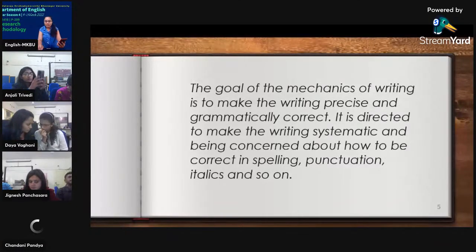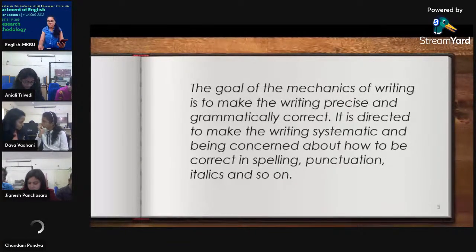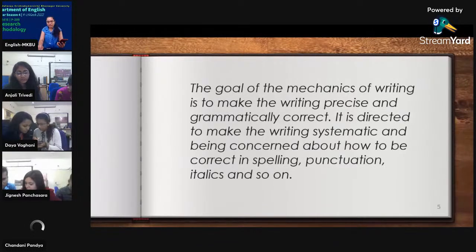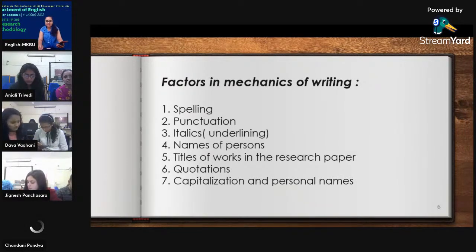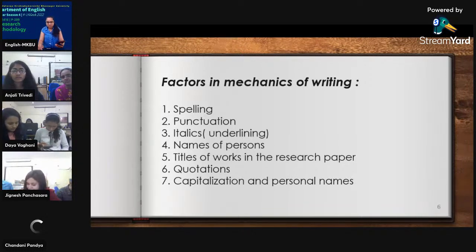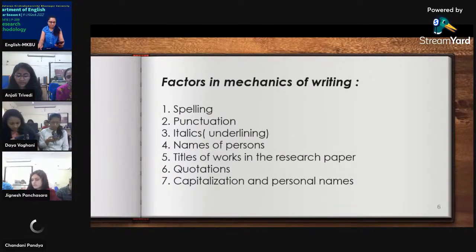It is directed at making the writing systematic and being concerned about how to be correct in spelling, punctuation, italics, and so on. The factors in the mechanics of writing are spelling, punctuation, italics meaning underlining, names of persons, titles of works in the research paper, quotations, capitalization, and personal names. In mechanics of writing, spelling in the research work should be consistent, clean, and correct, except in quotation.